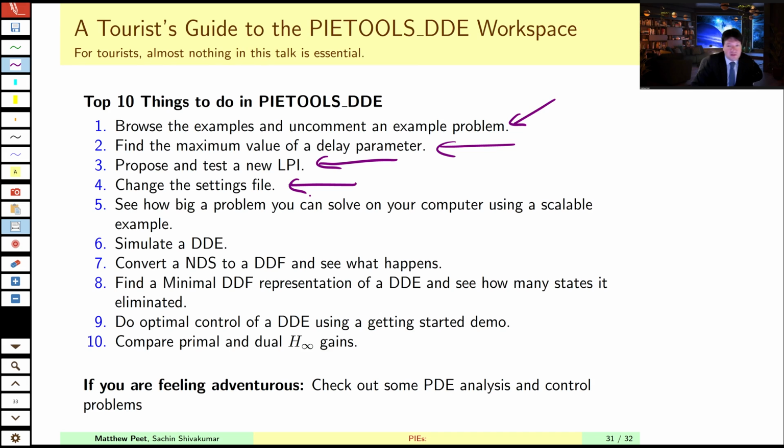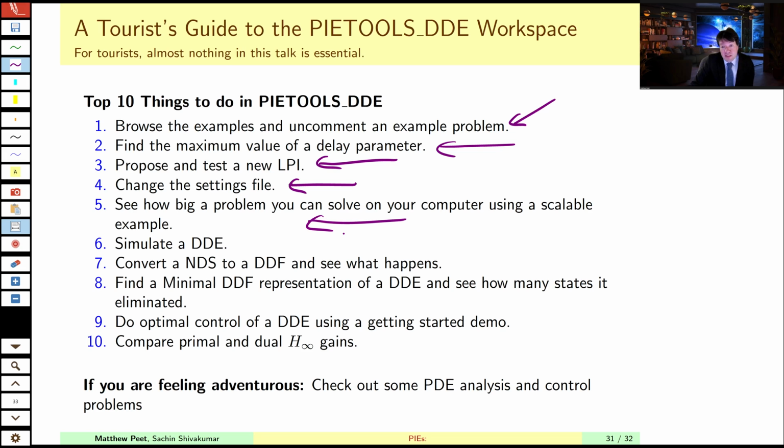Change the setting files. See how the computation time changes when you change the settings file. Does it still run? Do you run out of memory? Probably not, depending on your size. The current PIETOOLS is pretty efficient, so you're probably not going to have problems unless you run, say, 100 states. So probably won't have a problem. But you can see how the speed of the solver changes as you change the settings file.